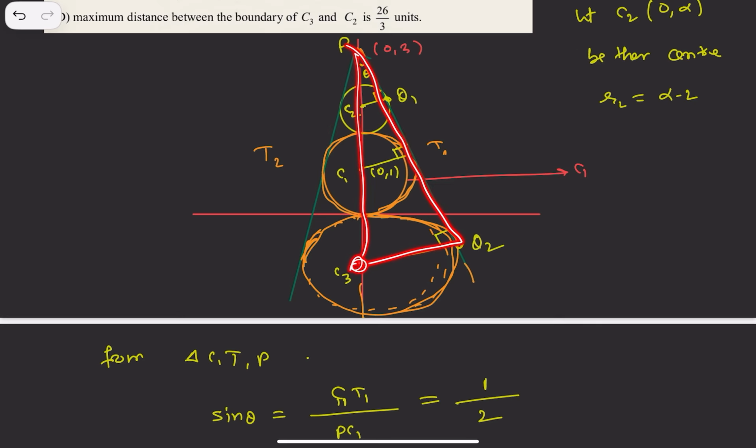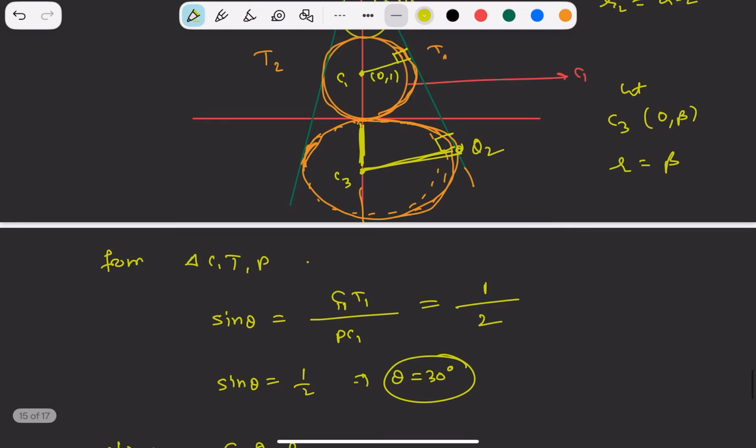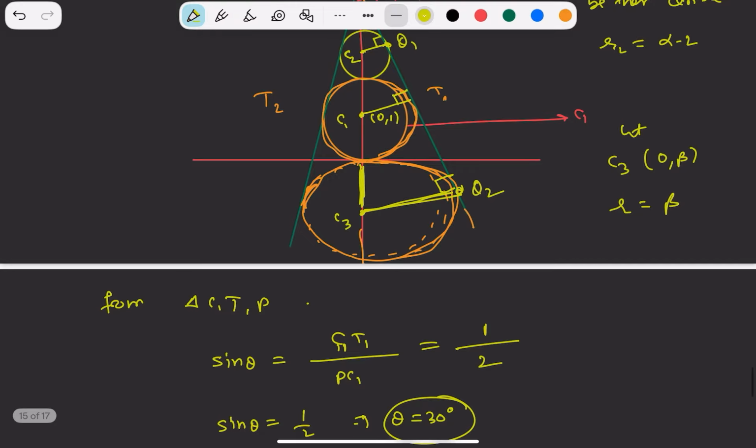Since I haven't taken a point here, let C3 be 0 comma beta, right or not? If it is 0 comma beta, what is the radius? Obviously this distance is beta, so the radius is also beta itself, correct or not? Basically it should be 0 comma minus beta because it is below the x-axis. So we will take 0 comma minus beta where beta is a positive number, okay?